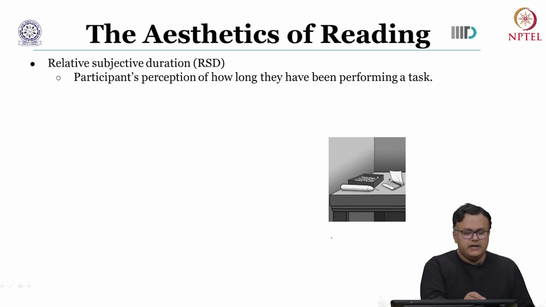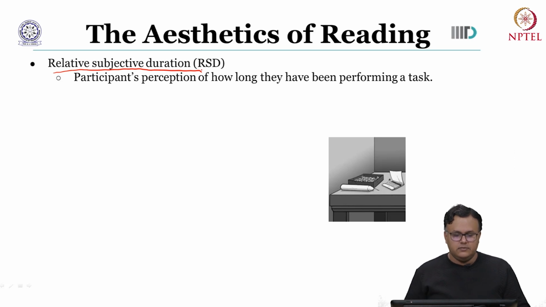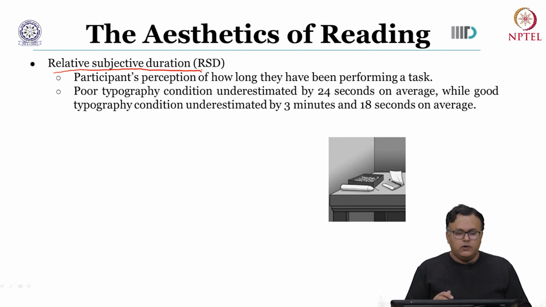So, to this end, they looked at two tasks. The first is the relative subjective duration, RSD. So, in this, the participants' perception of how long they have been performing a task was evaluated. What was seen is, when you have poor typography conditions, the participants, they underestimated the duration of the task by 24 seconds on the average.